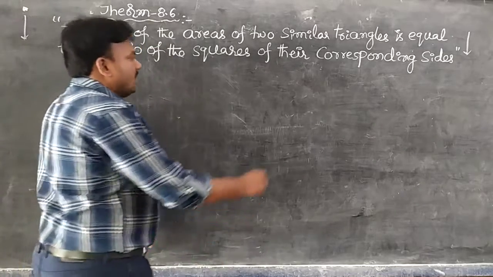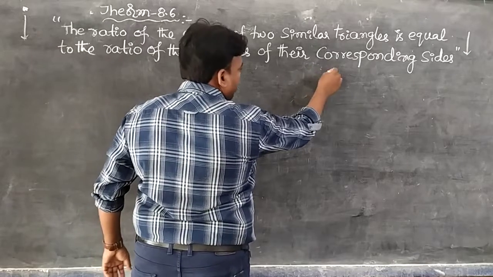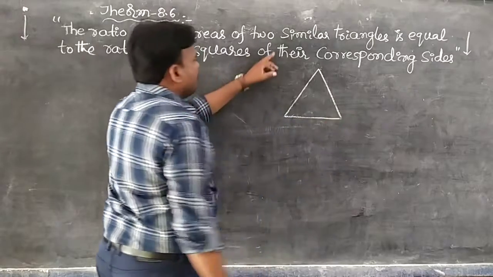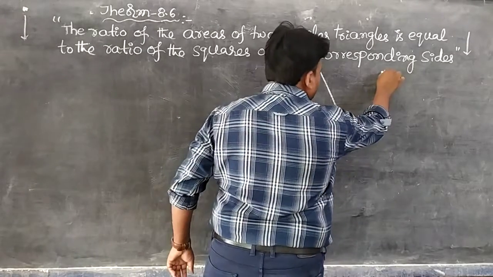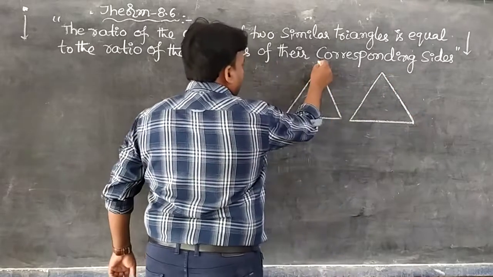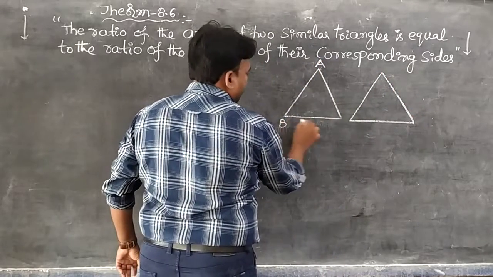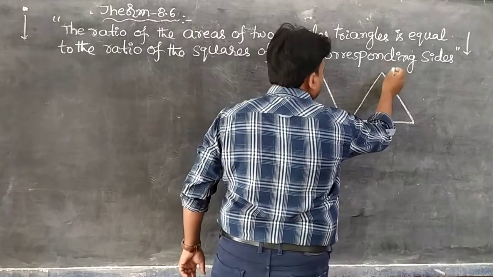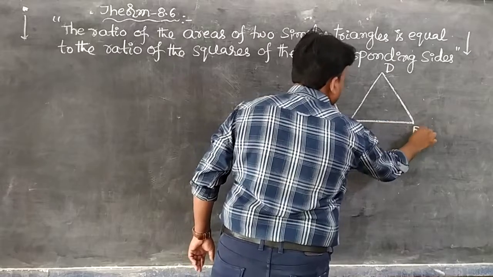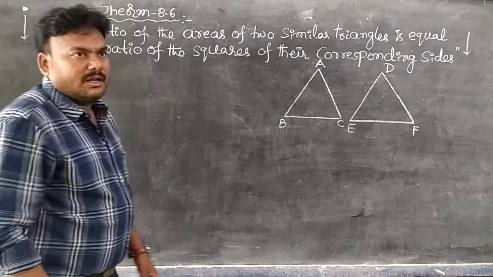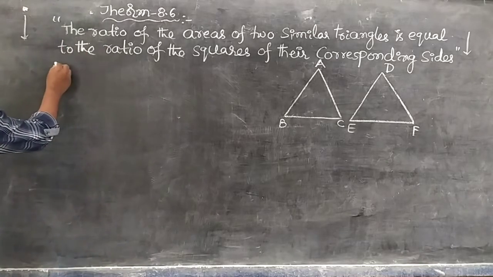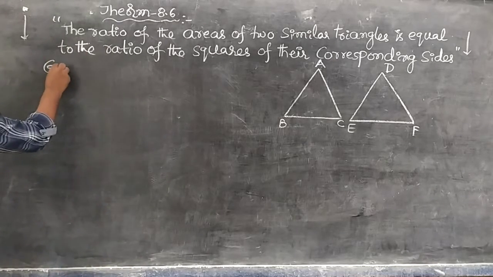We go for the figure. According to this statement, we draw two triangles. Why? Because two similar triangles are already given. So let me take triangle ABC as one triangle, and DEF as another triangle. Both are similar to each other. Observe the next step, that is the given part.